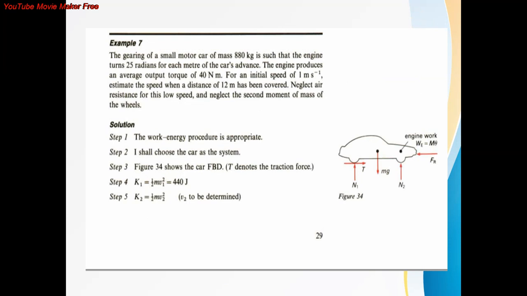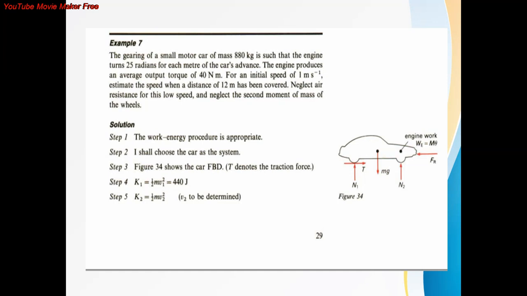According to this example, the gearing of a small motor car of mass 880 kg is such that the engine turns 25 radians for each meter of the car's advance. We know the mass of the car is 880 kg, and the engine turning is 25 radians for each meter. Every meter the car moves, there will be an engine rotation of 25 radians, right?